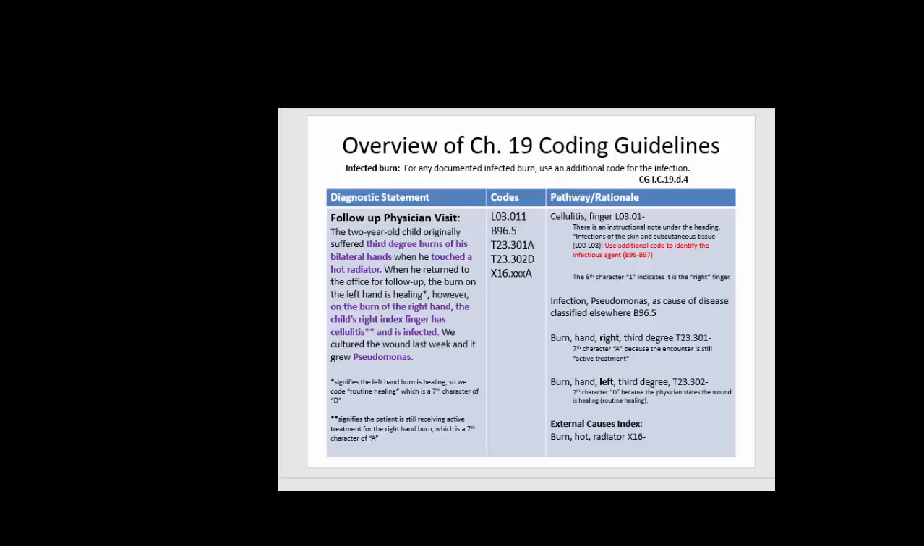There's an instructional note that tells the coder to identify the infectious agent. In the previous visit, the physician had cultured the wound and knew that Pseudomonas is the infectious agent, so we code that. Then we're going to code the burns with different 7th characters. The right-hand burn is going to have a 7th character of A, because we're still working on those fingers, and the left-hand burn a 7th character of D for routine healing. And the last code is the external cause code.